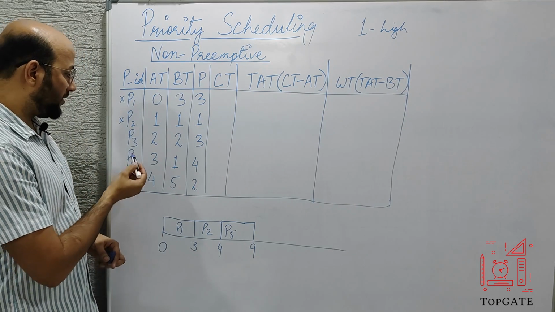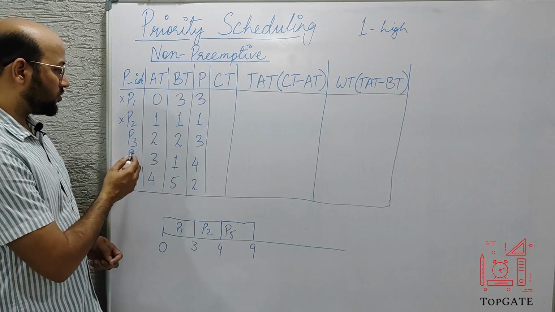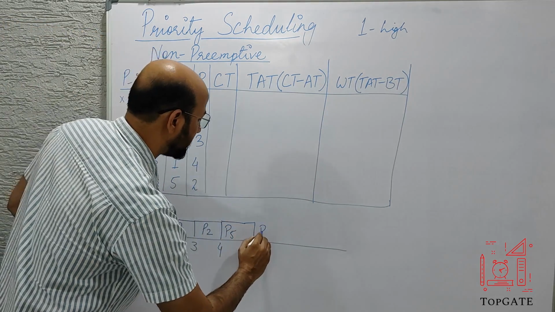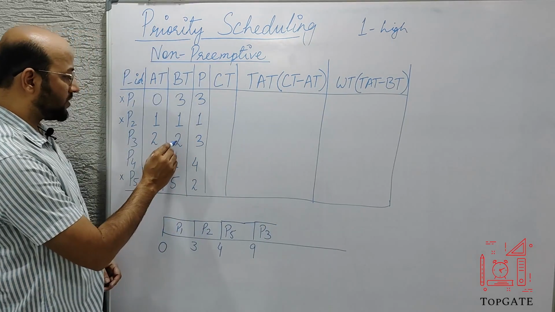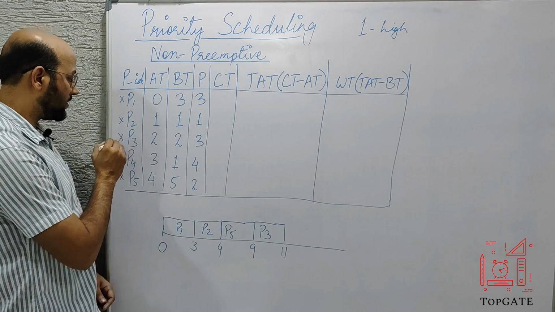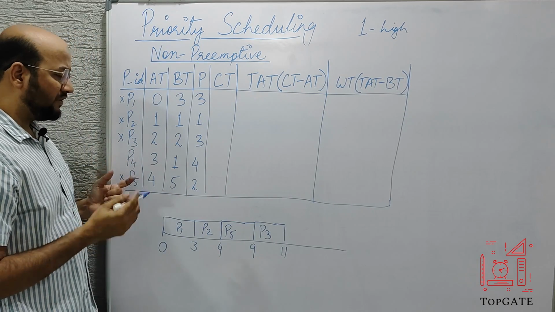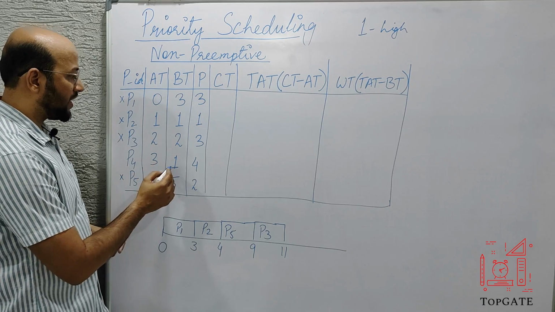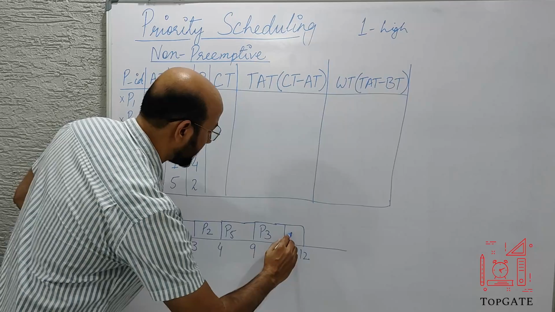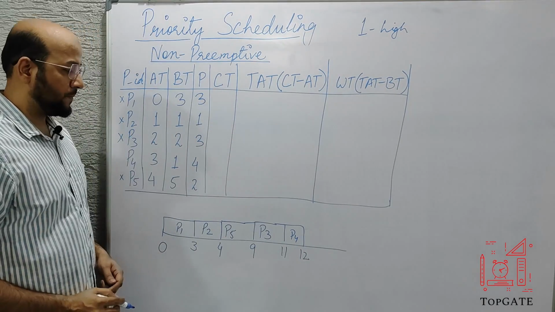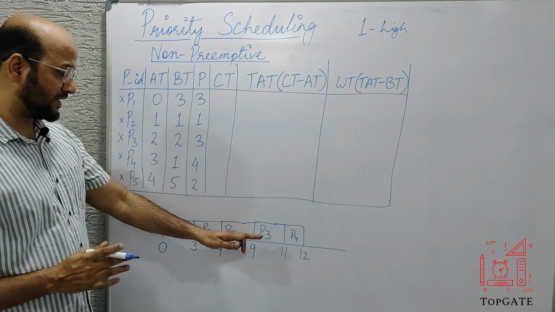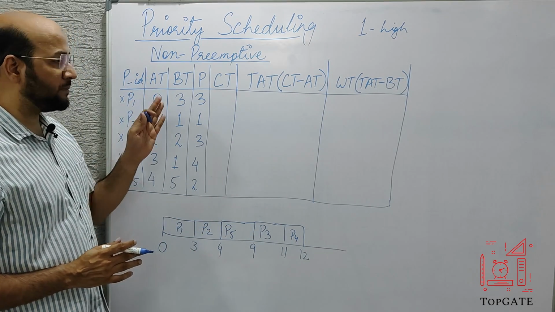Clear? So now there are only two processes, P3 and P4, left in the RAM, out of which P3 is having the highest priority of 3. So therefore P3 will start at 9 and its burst time is 2, so it will complete its work at 11 and go out of the system. Next process is P4. That is the only process left now, so its burst time is 1, so it will start at 11 and complete its work at 12. So it will also complete and terminate and go out of the system. So this is the Gantt chart for this non-preemptive priority scheduling.